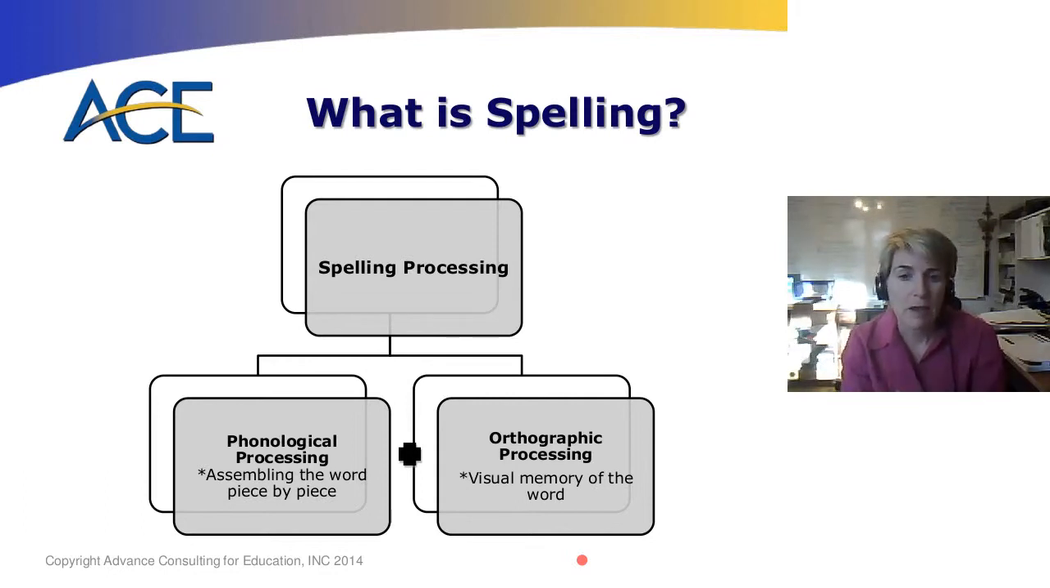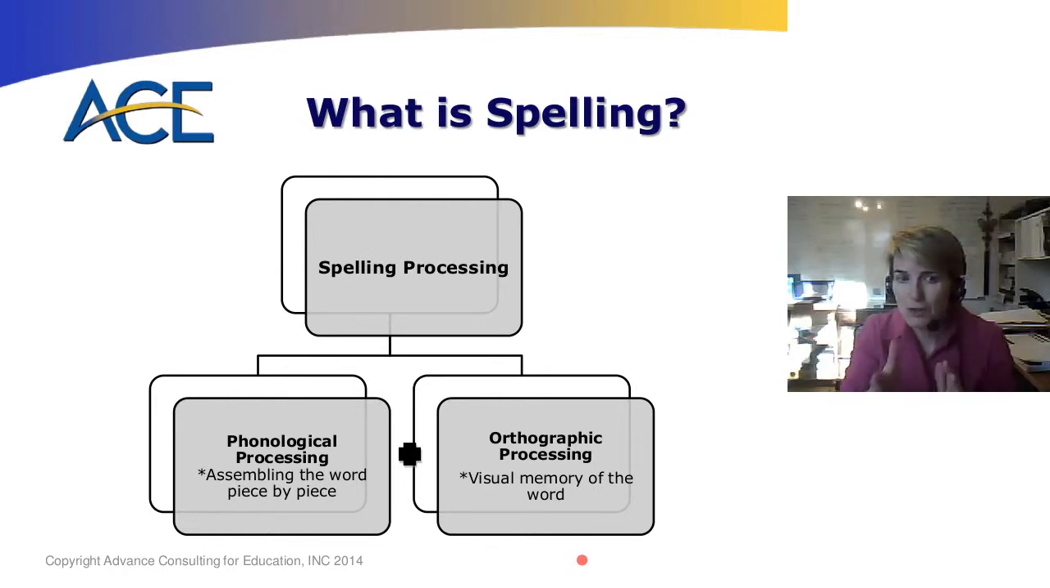Okay. Then the other type of processing is called orthographic processing. And this is basically we just memorize what the word looks like. So our brain stores a picture of the word, and that's what we access when we spell the word. Some of you may have encountered these two pieces in your education system.